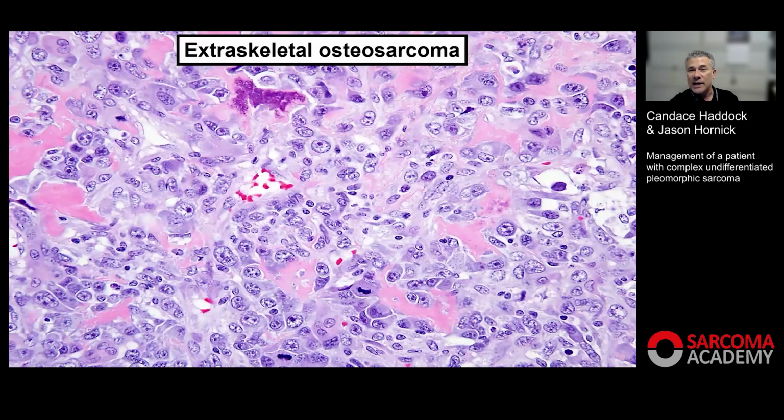And here's bone matrix being laid down by these malignant cells in an osteosarcoma. You can see the eosinophilic matrix material that's beginning to calcify, that purple area on the upper part of the panel.